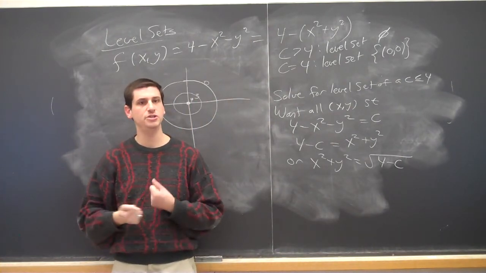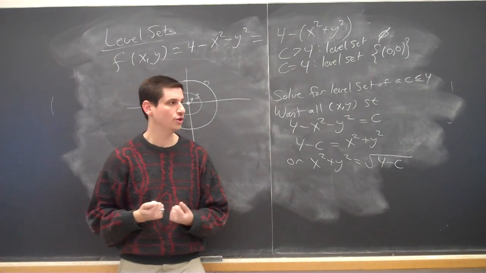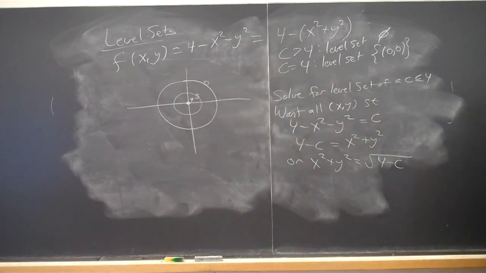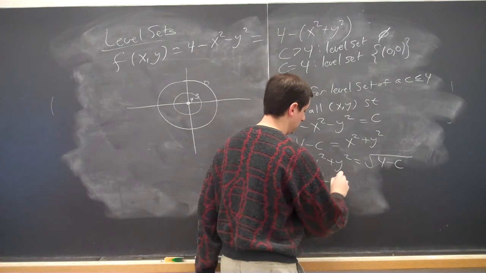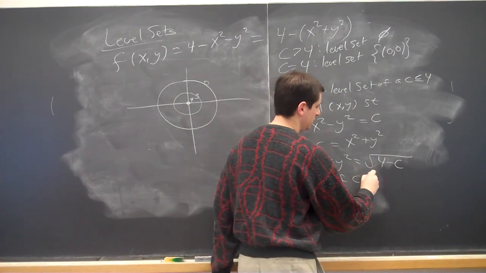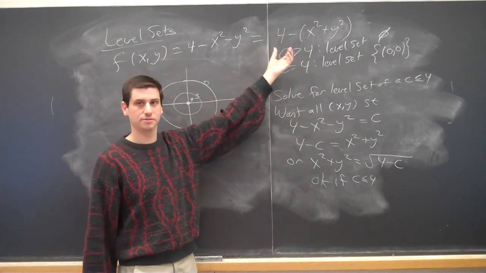One of the parts I didn't do in class today was talking about where a function is defined. In terms of trying to find out where a function is defined, I have a square root of 4 minus c. When is the square root defined? What must be true? The square root must be a number greater than or equal to 0. So we're okay as long as c is less than or equal to 4. And that matches our intuition.